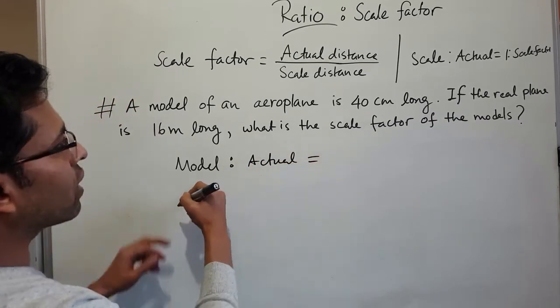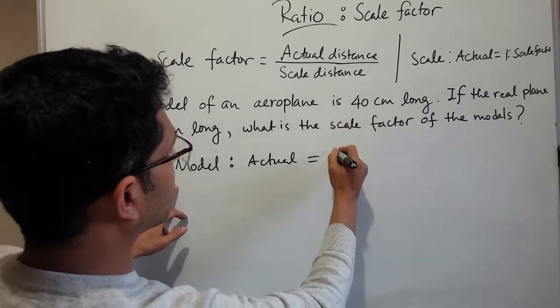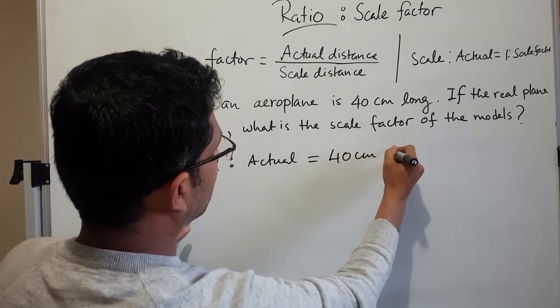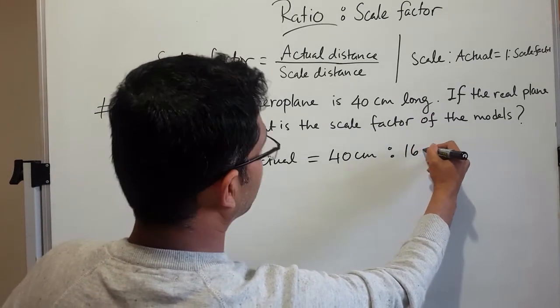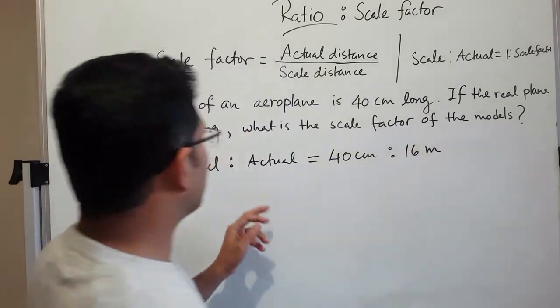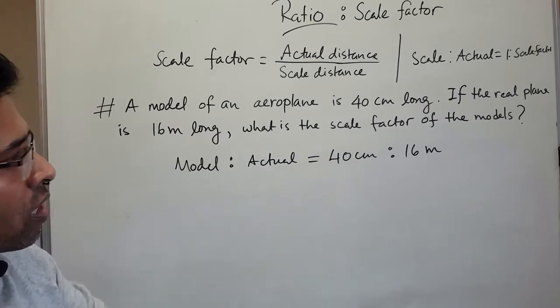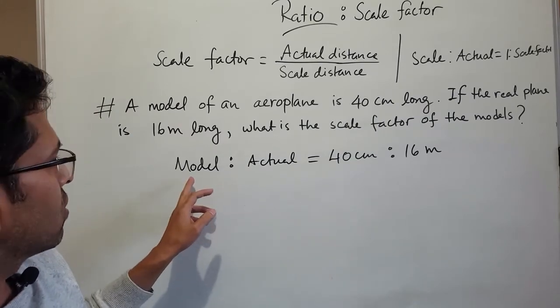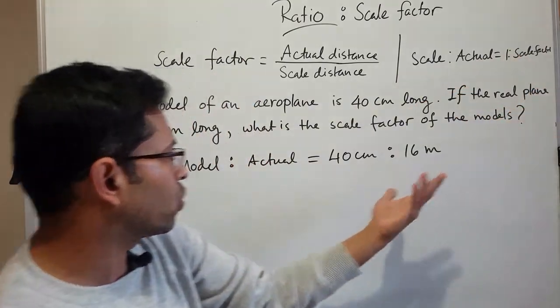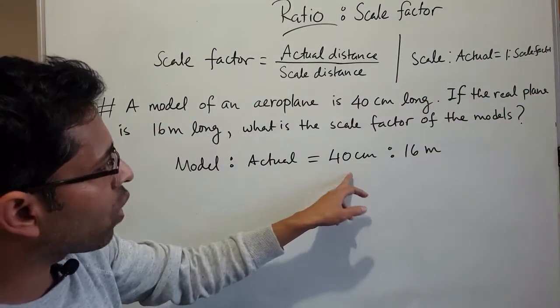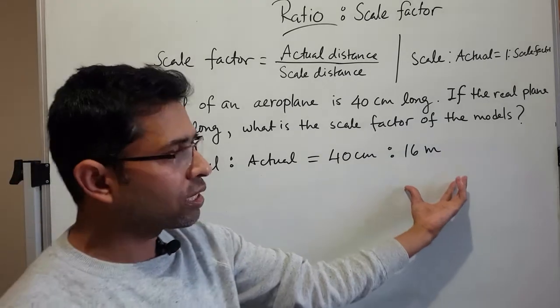We know that the model length is 40 centimeters and our actual length is 16 meters. So the plane actually is 16 meters long, but our model is 40 centimeters long. What is the scale factor? As you know, we need to make the scale 1 and then it will give the actual value. So we need to make this 1.